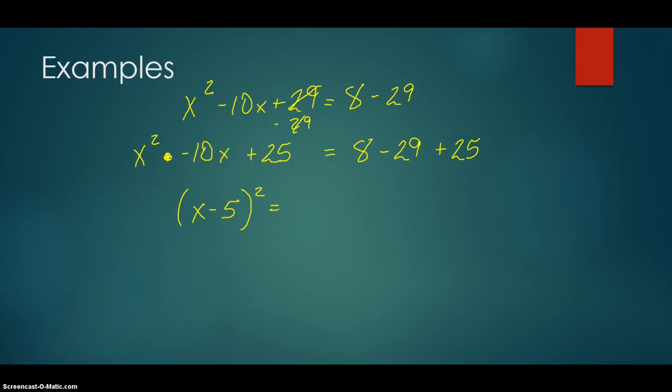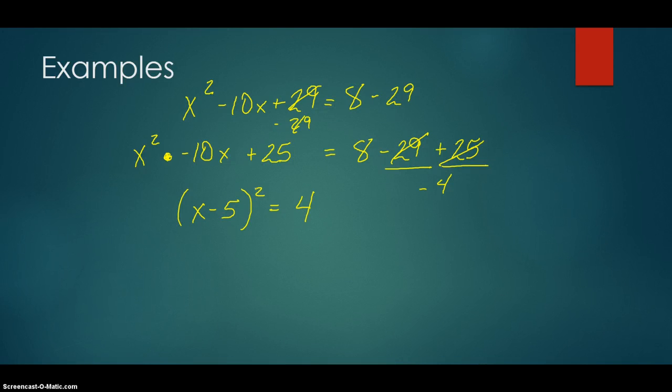And now I need to simplify the other side as well. And right here, I can go ahead and take an easy step. Negative 29 plus 25 is going to leave me with a negative 4. 8 minus 4 is going to leave me with a positive 4. So now I've got the equation x minus 5 quantity squared equals 4.